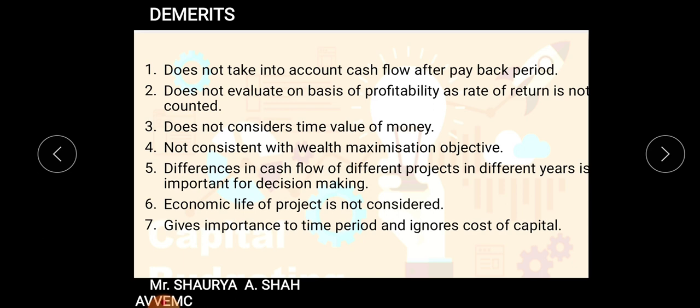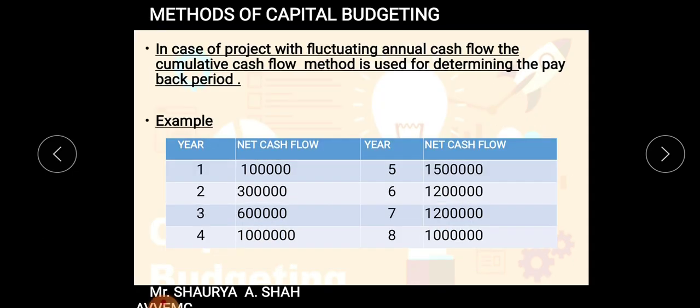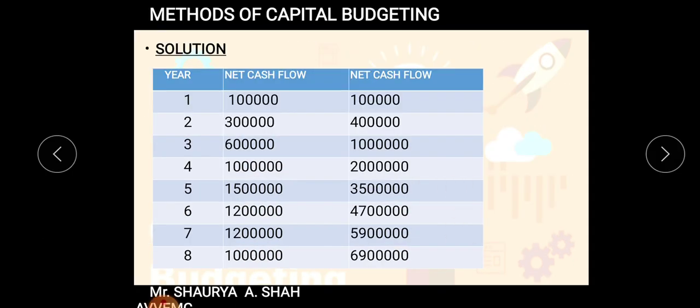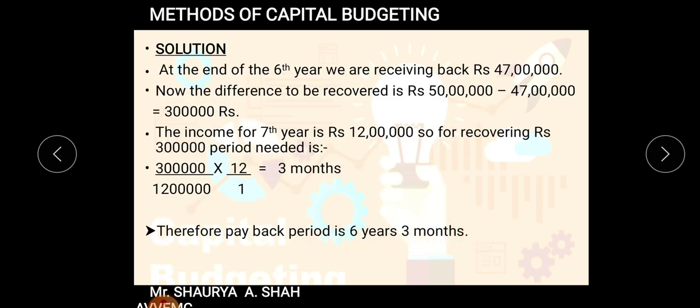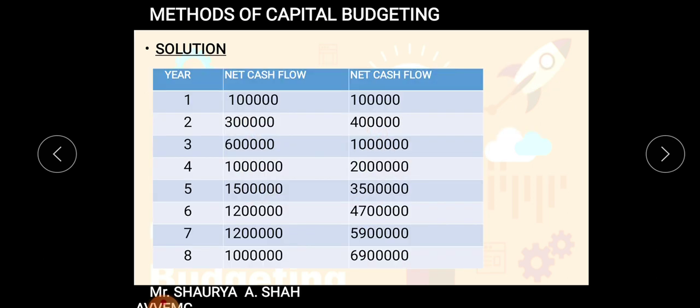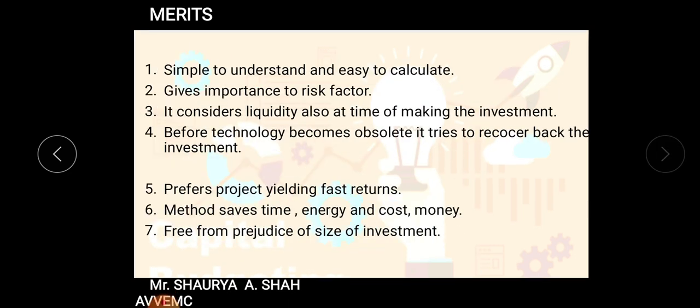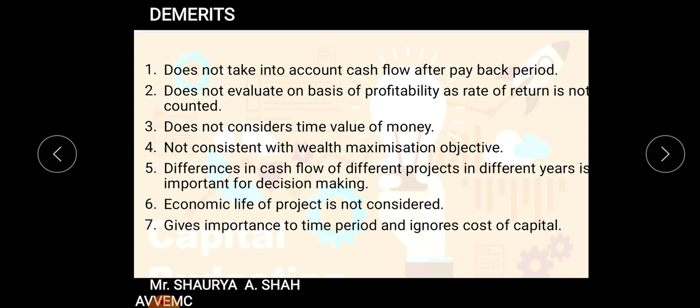Just now only we saw in the sum, right, that we are receiving back the money between the 6th year and 7th year. So what was our answer? 6 years and 3 months. So after the 6 years and 3 months, whatever amount we are receiving, that is 10 lakh plus the 9 lakh of this, so 19 lakh we are receiving after the payback period. So what about that, students? This method does not consider that cash flow also.